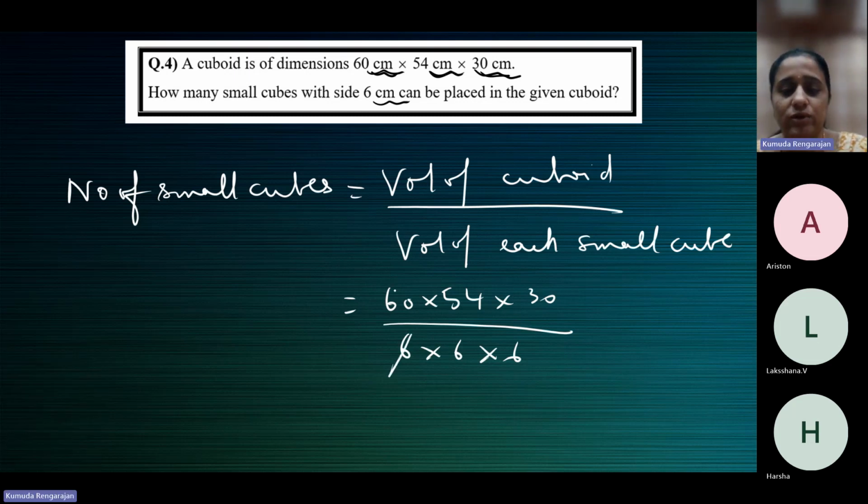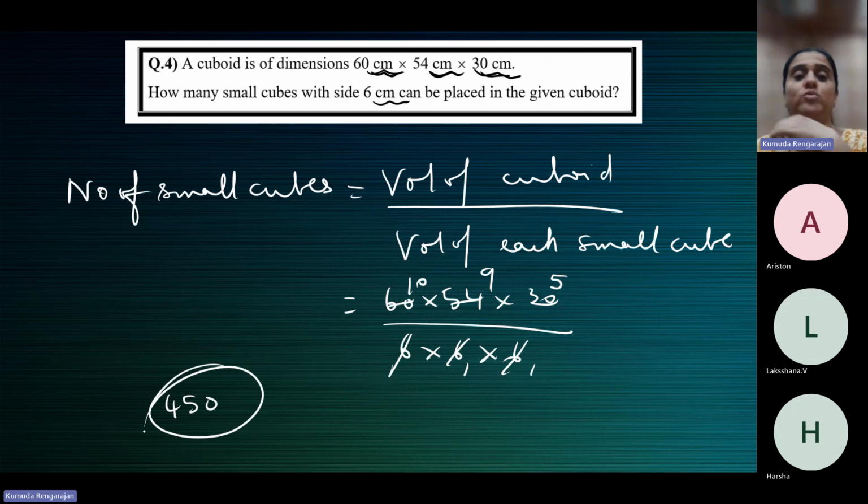Now simplify this. 6 ones are 6, 6 nines are 54, 6 fives are 30. So 45 into 10, 450 cubes can be placed. The number of small cubes that can be placed in the cuboid is equal to the volume of the cuboid, the bigger thing, divided by the volume of each small cube.